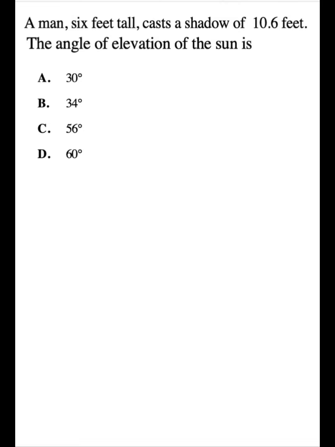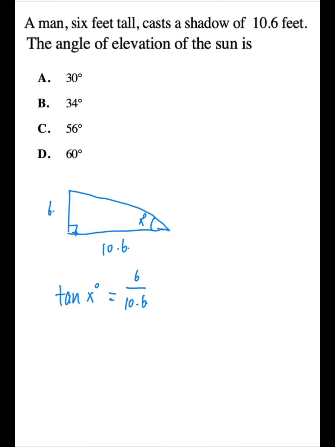A man 6 feet tall casts a shadow of 10.6 feet, and we need to find the angle of elevation of the sun. Here we need to know the angle x. This is a triangle, so we can use tangent x degrees equals 6 divided by 10.6, so the angle is 29.51 degrees. So the answer is A.